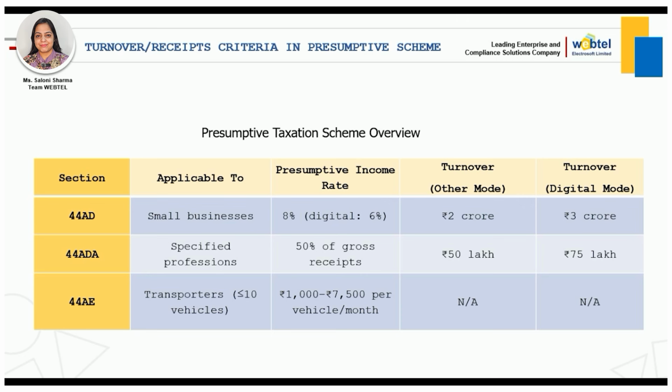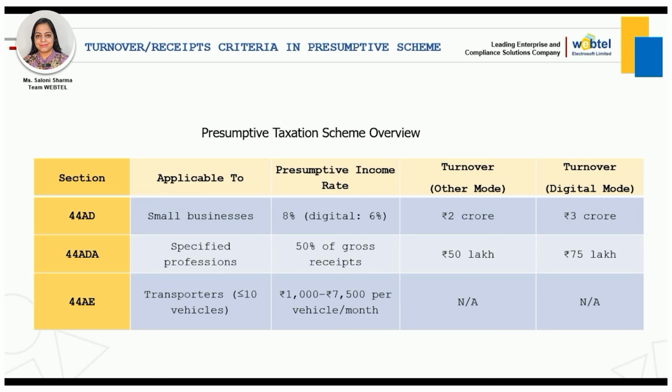Then comes section 44ADA, that is related to specified professions. If you have professional income under section 44ADA, then you need to show 50% of your gross receipt as presumptive income. And the turnover criteria under other modes will be 50 lakhs, whereas if you are receiving your turnover or gross receipts in digital mode, then the turnover criteria will be 75 lakhs.